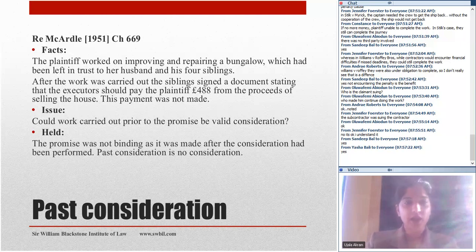Let's look closely at the facts of the case. Plaintiff worked on improving and repairing a bungalow which had been left in trust to her husband and his 4 siblings. After the work was carried out, the siblings signed a document stating that executors should pay the plaintiff £488. Now here the improvements were done before any promises were exchanged. So the issue was, could work carried out prior to the promise be valid consideration? And it was held that the promise was not binding. It was made after the consideration had been performed and before the promises were exchanged. Therefore, past consideration is no consideration.